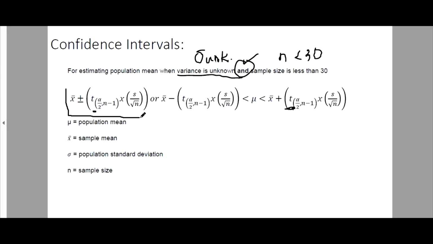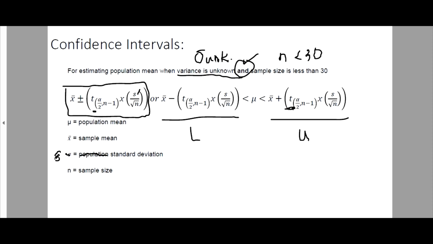Okay, so this is our formula. Or you can have this one. This is again our lower limit, and this is our upper limit. So the S here is the sample standard deviation. So this is wrong. This should be S, the sample standard deviation. And X bar, of course, is the mean, and n is our sample size.